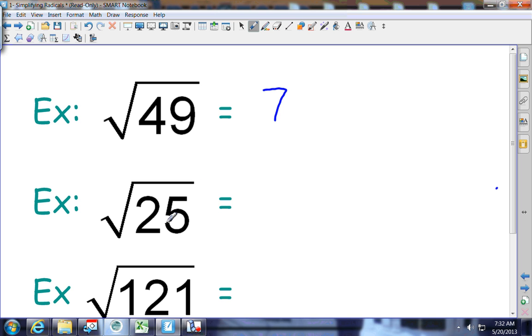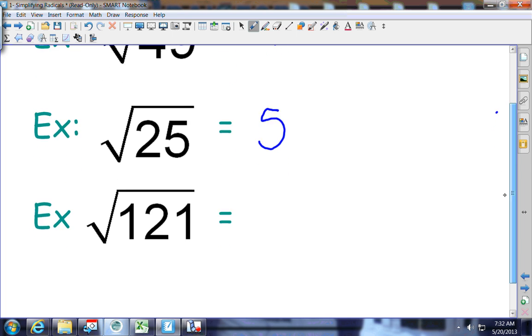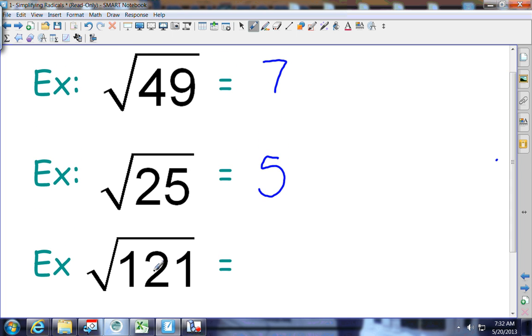The square root of 25 is 5 because 5 times 5 is 25. Square root of 121, 11. These are called perfect squares because they come out to be whole numbers. You're going to end up finding out in just a second that some of these will be decimals, but a lot of times we're going to leave them in radical form, and we're going to learn how to reduce them.